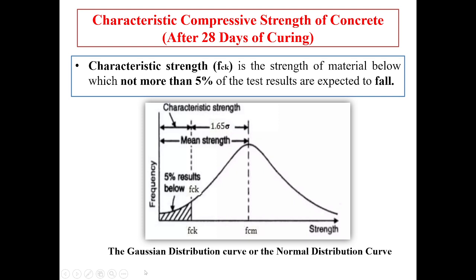So here it is a Gaussian distribution curve or the normal distribution curve, where we can see that FCK here is a characteristic compressive strength and FCM is nothing but mean target strength of the concrete, and FCM is given by FCK plus 1.65 sigma, that is characteristic strength plus 1.65 sigma, where 1.65 is the risk factor corresponding to 5% permission of failure, and it is obtained from statistical table, and sigma is the standard deviation obtained for that concrete.